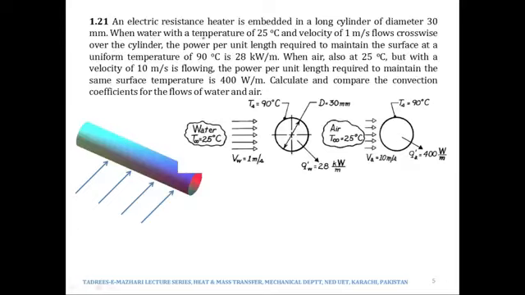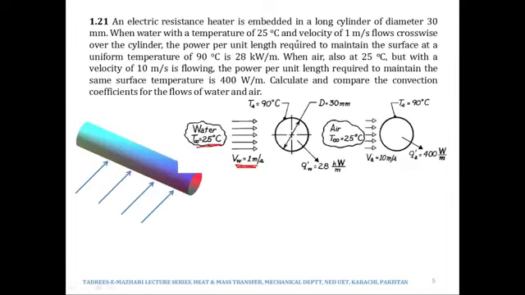Now when water with a temperature of 25 degrees Celsius and a velocity of 1 meter per second flows crosswise over the cylinder, so if water flows crosswise in this direction over this cylinder at a temperature of 25 degrees Celsius, and a velocity of 1 meter per second, u infinity is 1 meter per second. So by now you would have realized that since water is flowing over the surface of the cylinder, that would make it a case of convection.